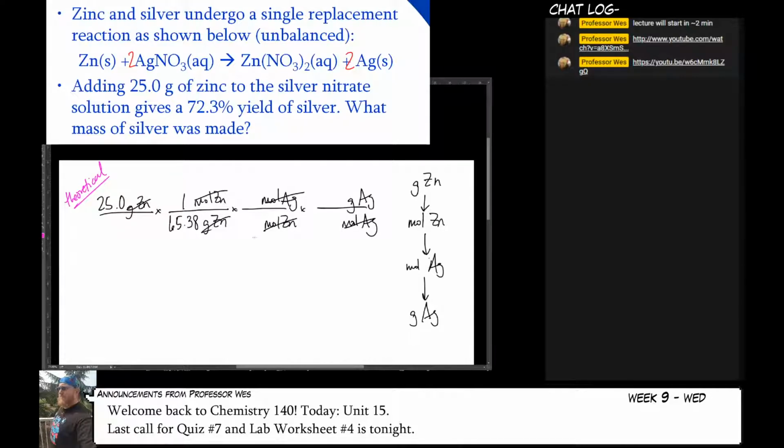According to my balanced equation, for every 1 zinc I put in, I get 2 silver out. That's a deal. I'd much rather have the silver. And then 1 mole of silver is 107.87 grams. So in theory, how much silver do I get? 82.5 grams. There's my theoretical yield.